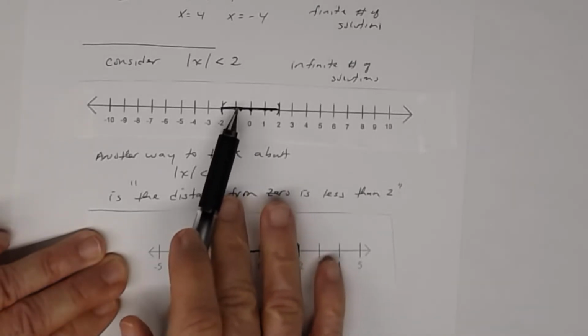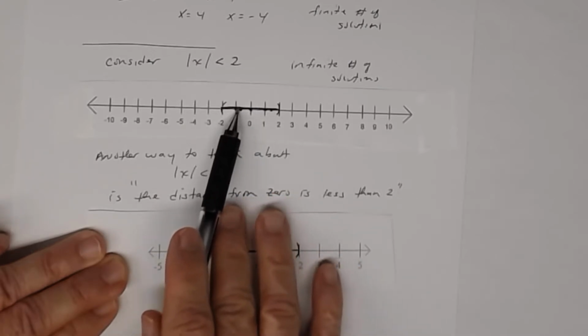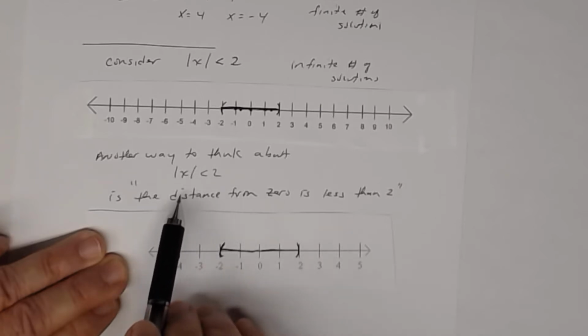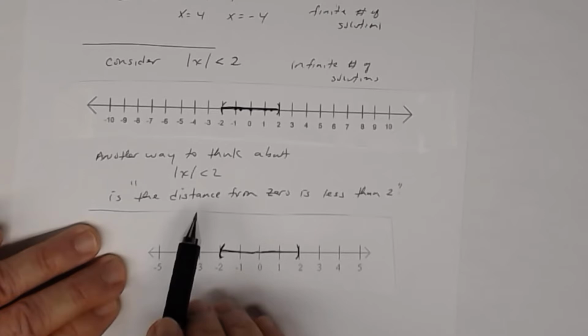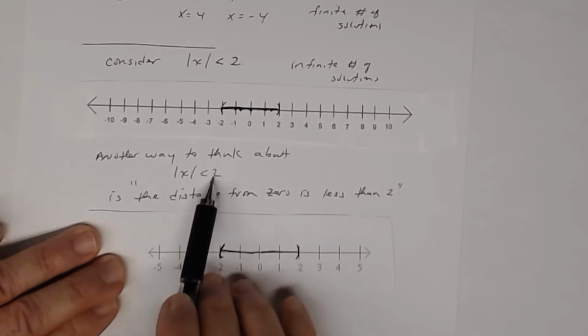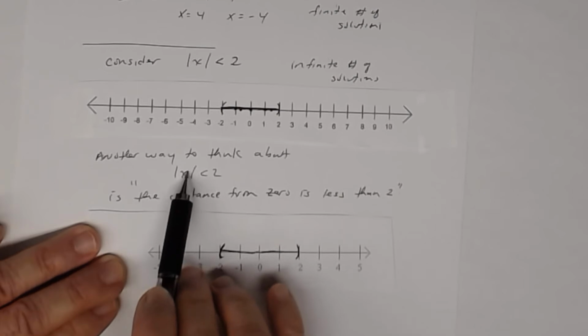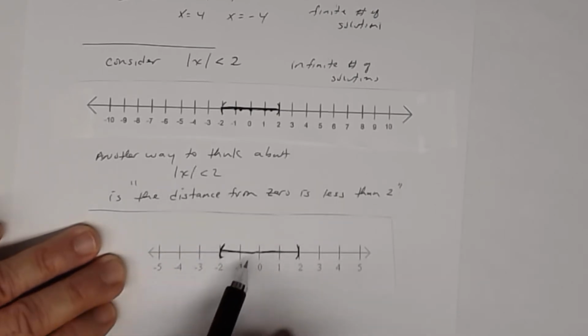So we had an interpretation of this using the idea before, and now we're looking at the interpretation of this based on the distance from 0 is less than 2. All right, so the absolute value of x less than 2 means the distance from 0 has to be less than 2, and that's what you see here.